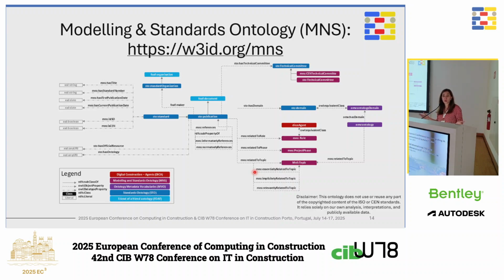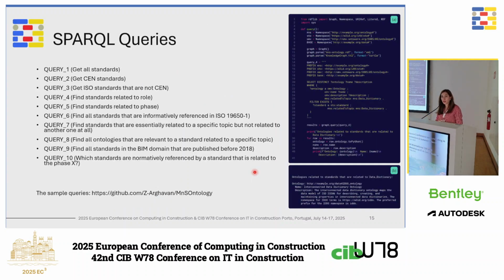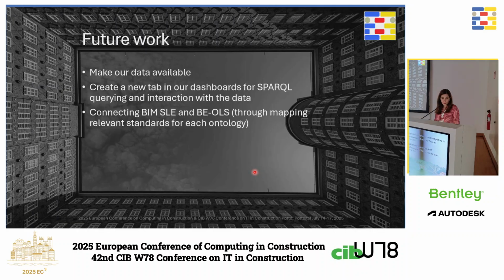We tried to reuse as much as possible. There are certain small classes that we added, but it works now, and it's at this link. We tried to create queries for all the competency questions that you saw. They are in our GitHub file. For example, you can now find if there is an ontology for a certain topic. As I said, this is more of a vision.